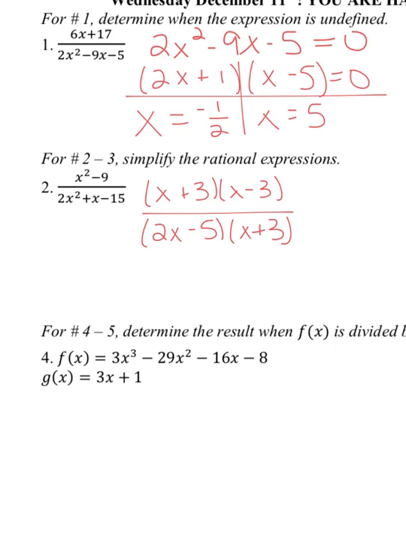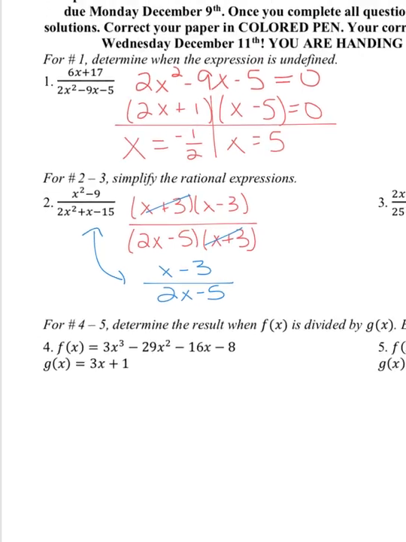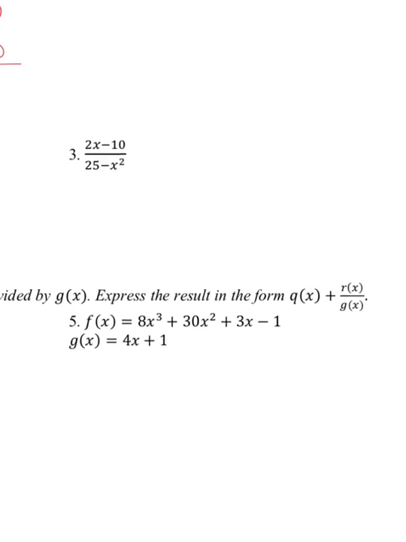So the x plus 3's are what they have in common, so that gets crossed out. Your answer is x minus 3 divided by 2x minus 5. So these two expressions, they're equivalent. They're equal to one another. It's just that the one in blue is in simplest form. Same thing for number 3.